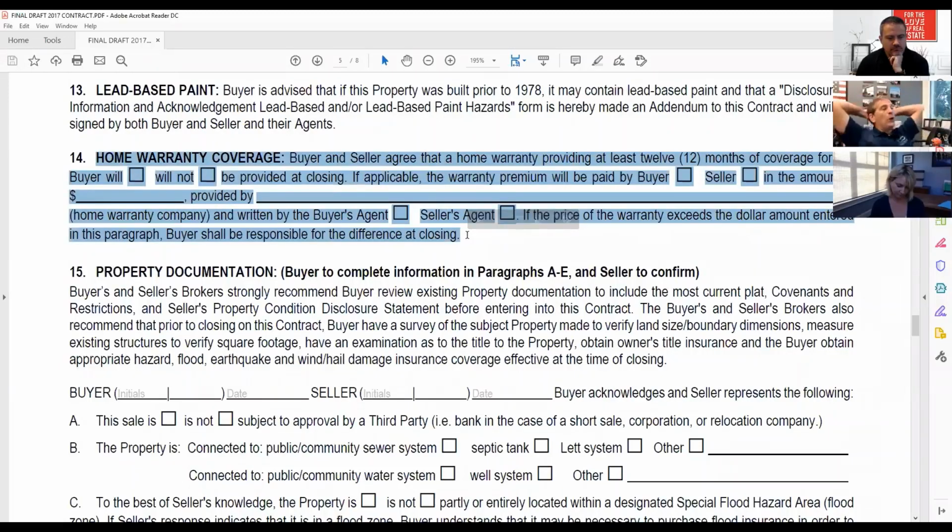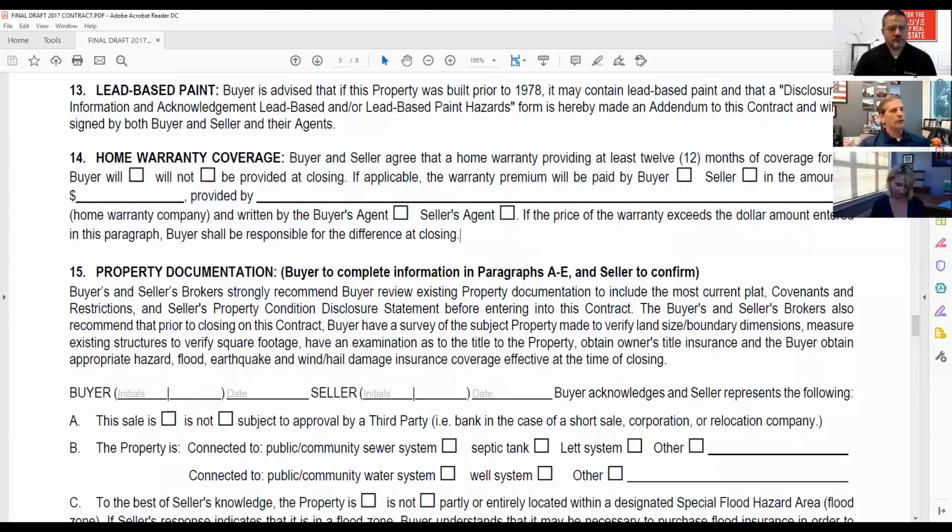Paragraph 14, home warranty coverage. So what this says here is the buyer and seller agreed there'll be a home warranty providing at least 12 months of coverage. Our prior rendition of this contract said would provide a 1-year policy or something like that. And so what some really sneaky sellers were doing is that they would have a 1-year coverage that only had 3 months of coverage left on it. And they were saying, well, this is a 1-year policy. It just has 3 months left. So we changed the language here to say it has to have at least 12 months of coverage. So that's something we had to fix.